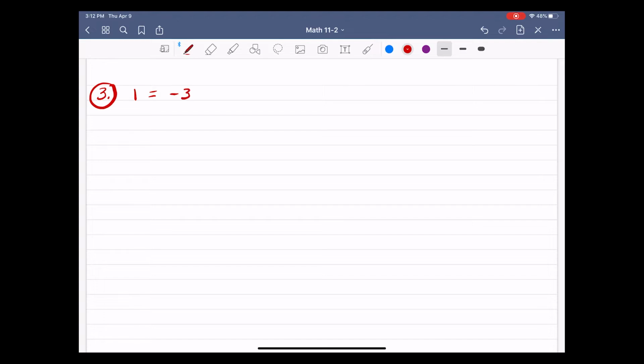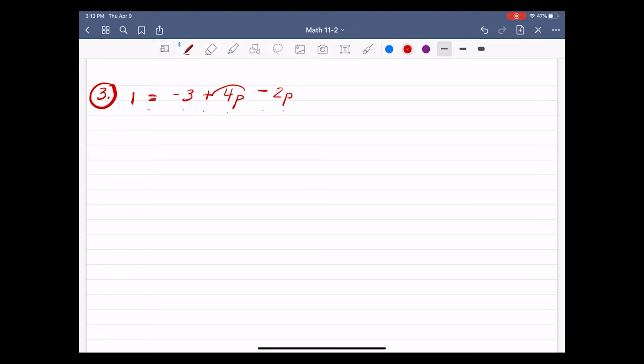1 equals negative 3 plus 4p minus 2p. 1 equals negative 3 plus 4p minus 2p. Notice they've put the 1 on the left side, and so we'll be solving from the right, and that's not a big deal.